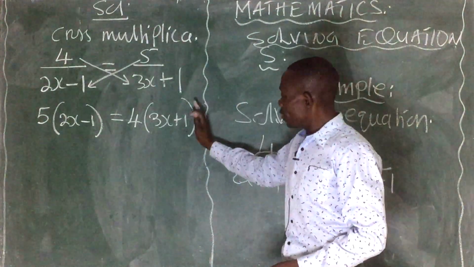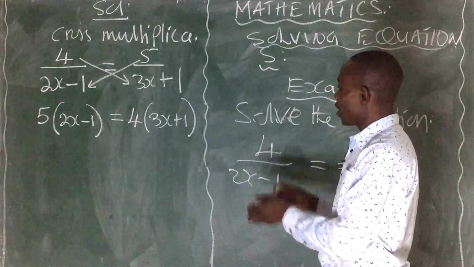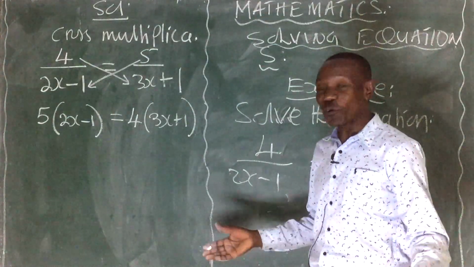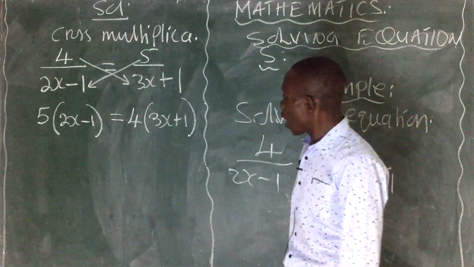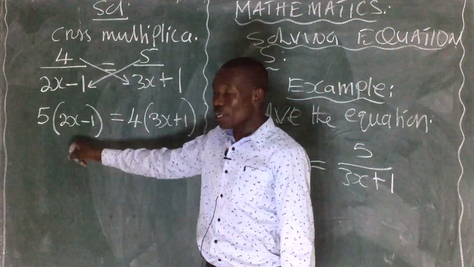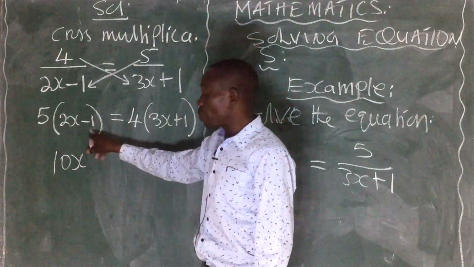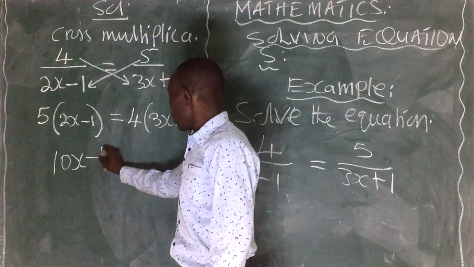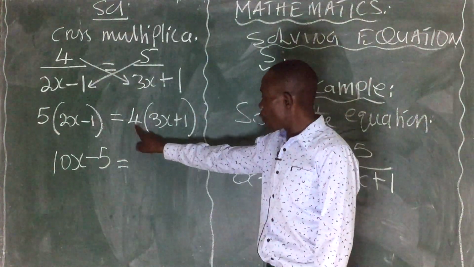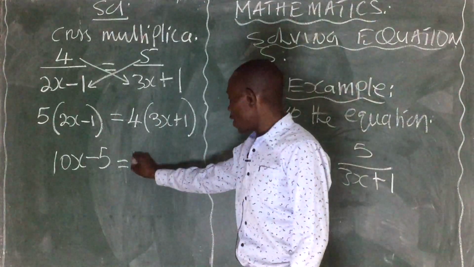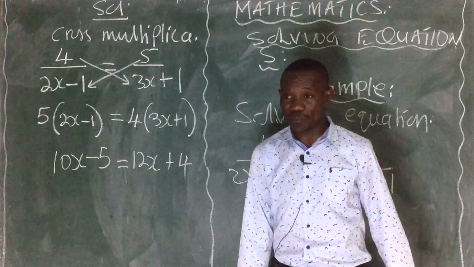When we have reached this stage, I think the rest is just historical, it's an issue from Form 1, or I can call it JCE, where you just need to remove the brackets. So here I'll have my 5 multiplied by 2x. What I get is 10x. And then I'll have the 5 multiplied by negative 1. My answer is negative 5. On the right hand side, we also do the same, where we have the 4 multiplied by 3x to get 12x. And 4 multiplied by 1, we get a 4, like that.